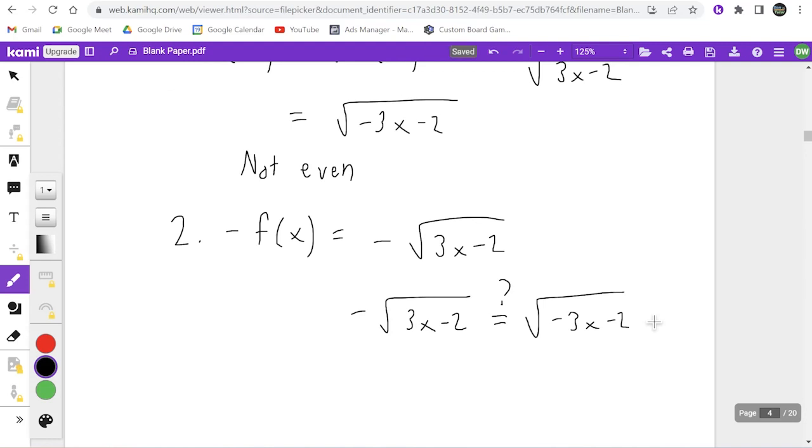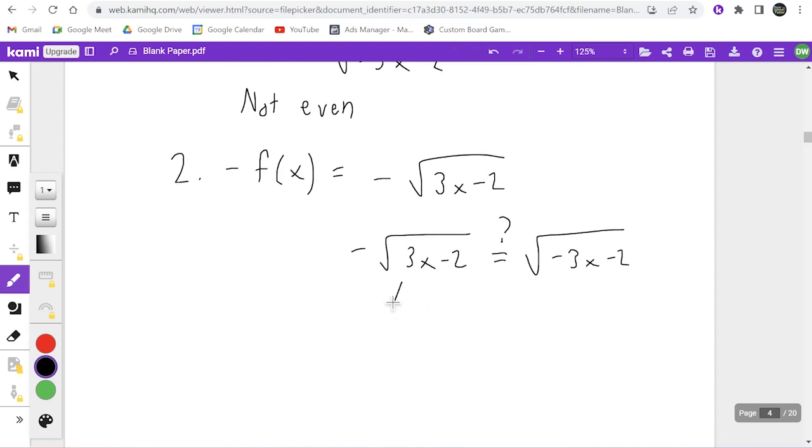Let's think about this for a second. That square root, by the way, is not a distributed sign. Let me explain better. This does not equal this, square root of negative 3x plus 2. In other words, do not distribute the negative sign. That is not how this works. This is literally the most simplified you can get this.